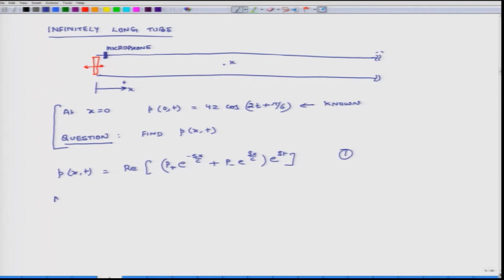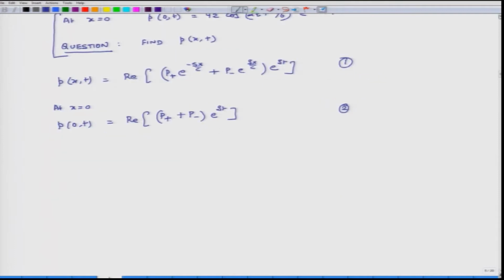Also, if I use equation 1 at x equal to 0, we get P at 0 t equal to the real part of P plus plus P minus, times e to the power of S t, because e to the power of S x over c is 1 since x is 0, and e to the power of minus S x over c is also 1. This is equation 2.